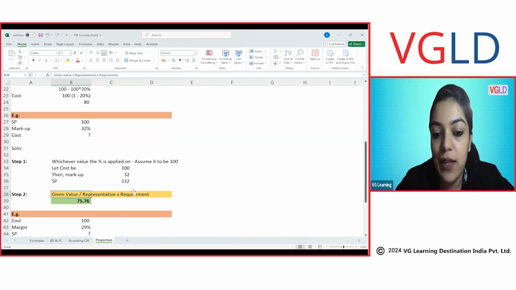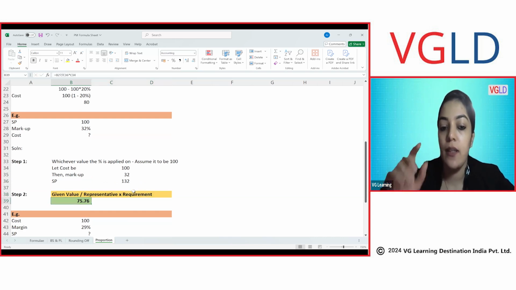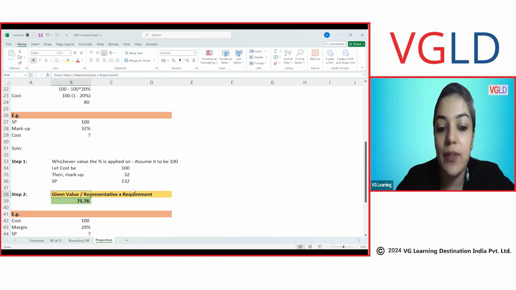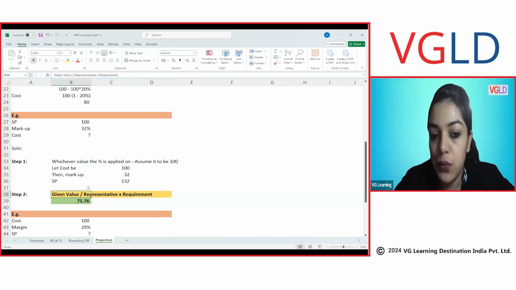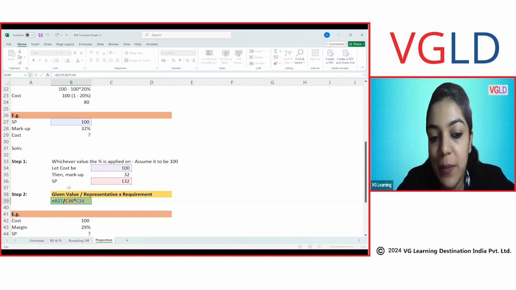Now, step 2 will be what? Please look at this very, very carefully. I've put it in a highlight because of a reason. This is something that you have to carry forward. Given value. What is the given value? Selling price. This was given to you.